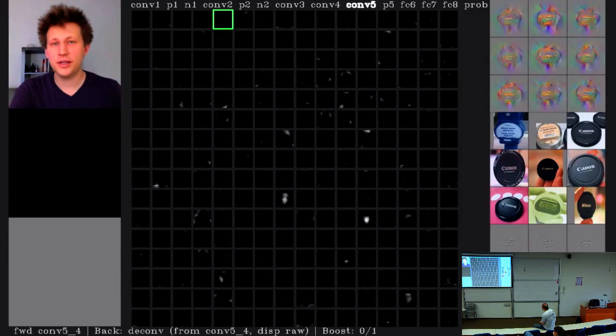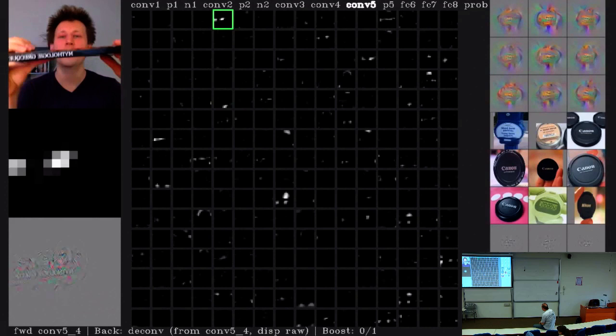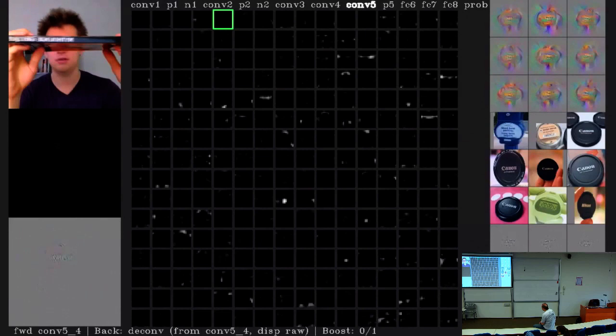For example, the text detector may provide good evidence that a rectangle is in fact a book seen on edge, and detecting many books next to each other might be a good way of detecting a bookcase, which was one of the categories we trained the net to recognize.